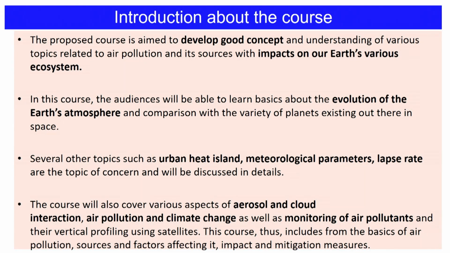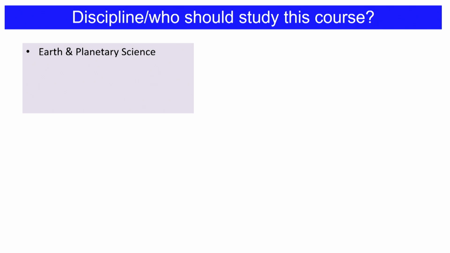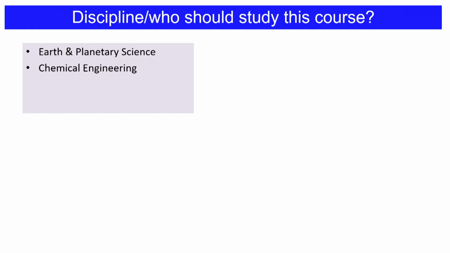So, this is one thing that we can see. Now the next question is: what are the disciplines, and who should study this course? This is very important. If you are a bachelor's or master's student of earth and planetary sciences, you must study this one, whether at undergraduate or postgraduate level. Chemical engineering is becoming very important, because the solution has to come from engineering only. We are looking to curb air pollution, but it is becoming a very tedious job. So, we have to see that one as well.